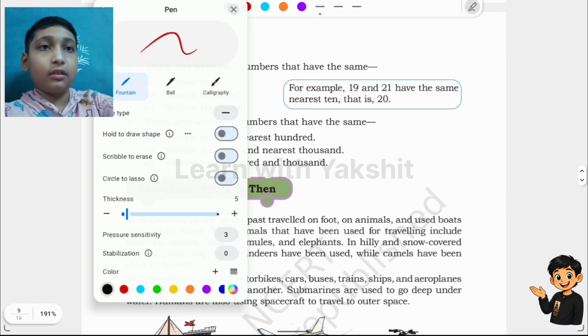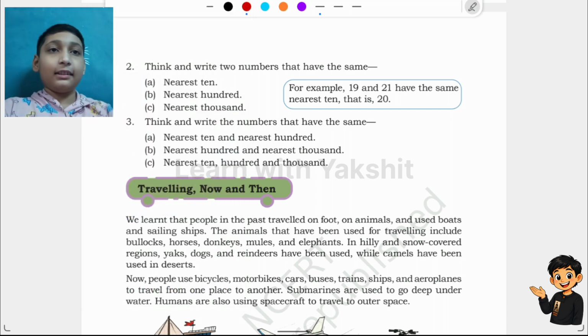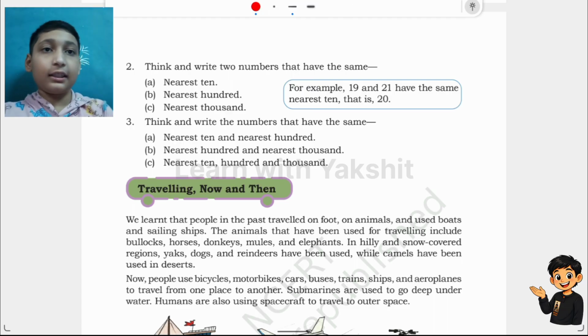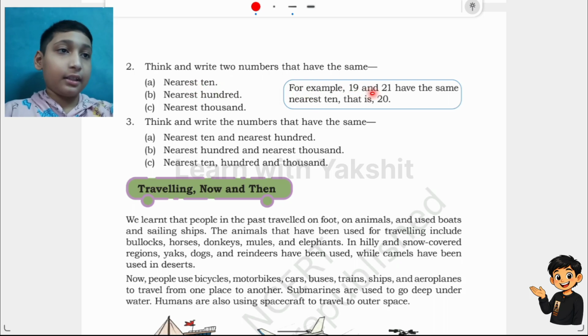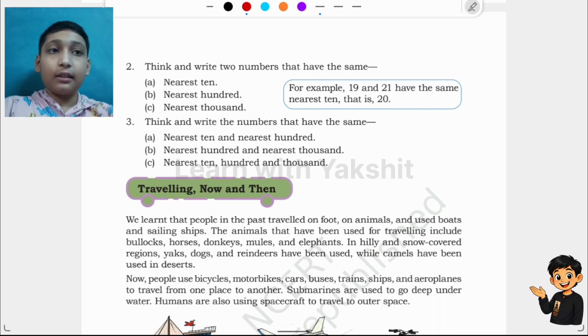And this next one, now in this, you can see that we must think of two numbers that have the same nearest 10. Here's an example. For example, 90 and 21 have the same nearest 10. That is 20. Now we can do that: the nearest 10, replace the 90 with a 39 and then plus 2.